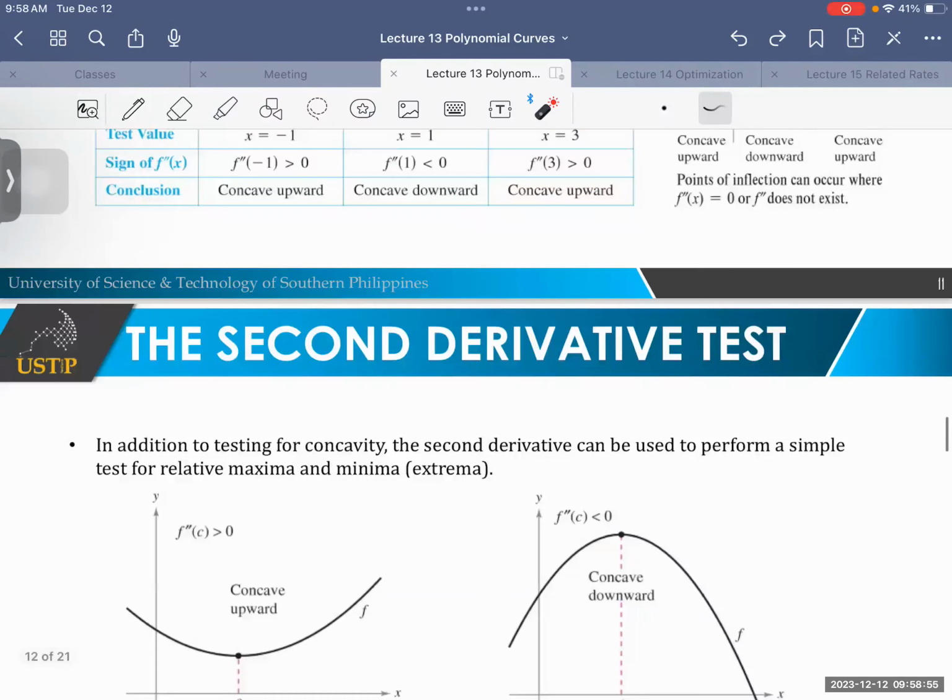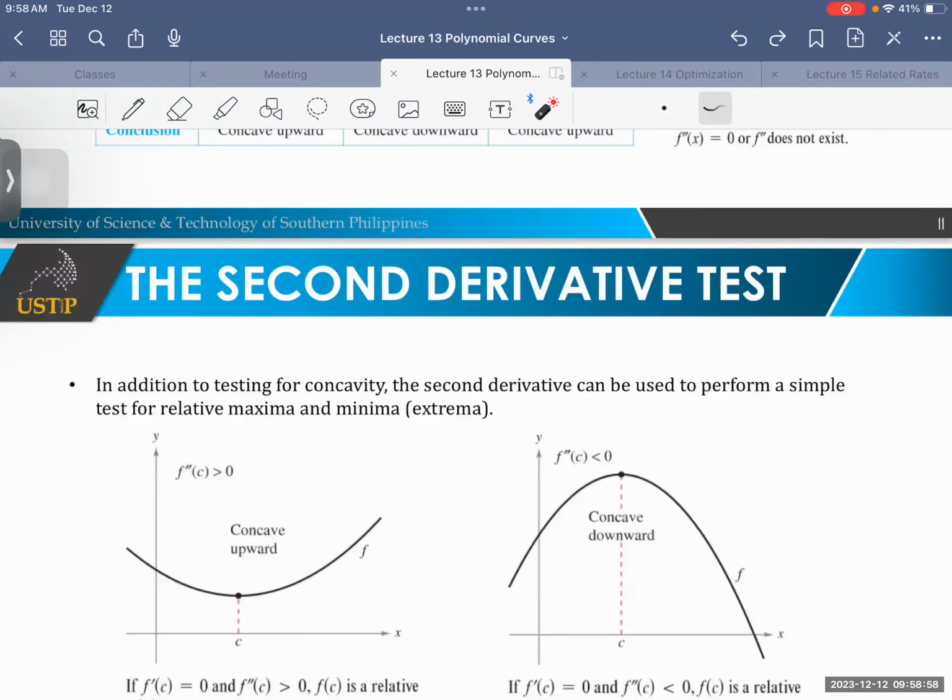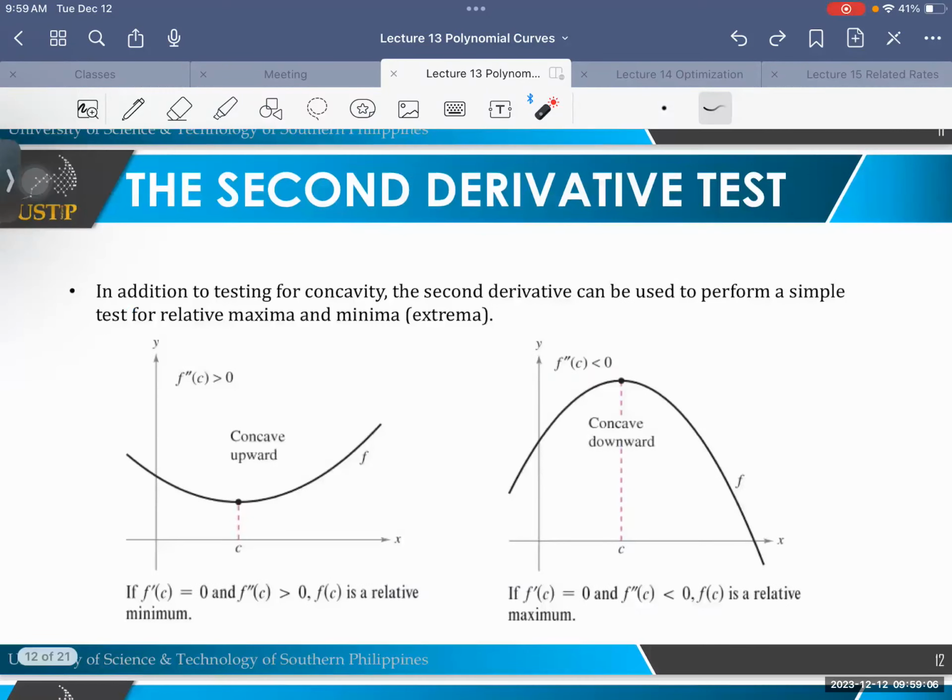In addition to testing for concavity, the second derivative can be used to perform a simple test for relative maxima and minima. Remember the intervals for testing the concavity using the second derivative test? The first condition is that your second derivative must be a positive number: concave upward. And for concave downward, your second derivative must be a negative value.